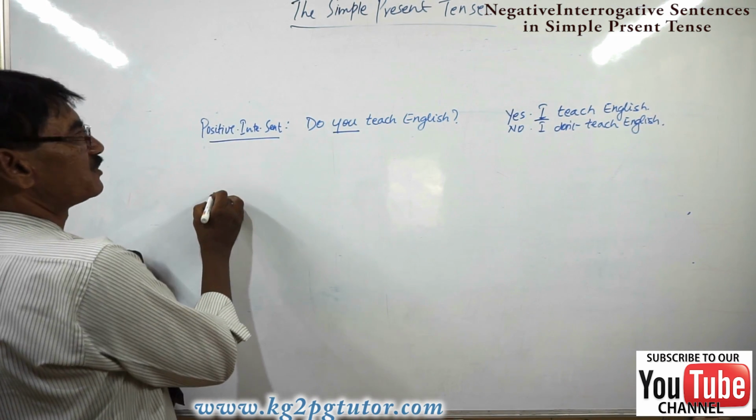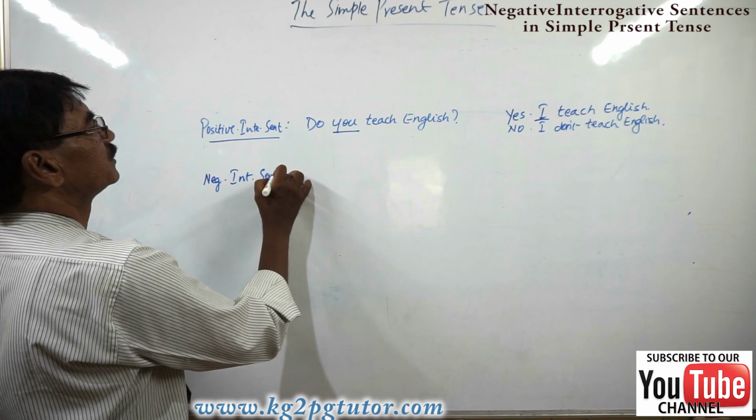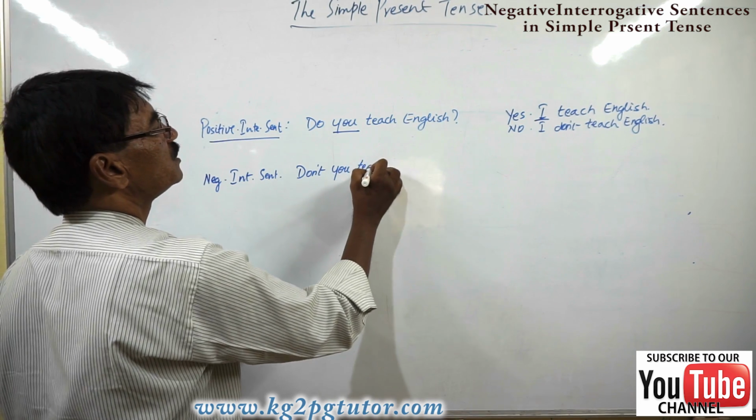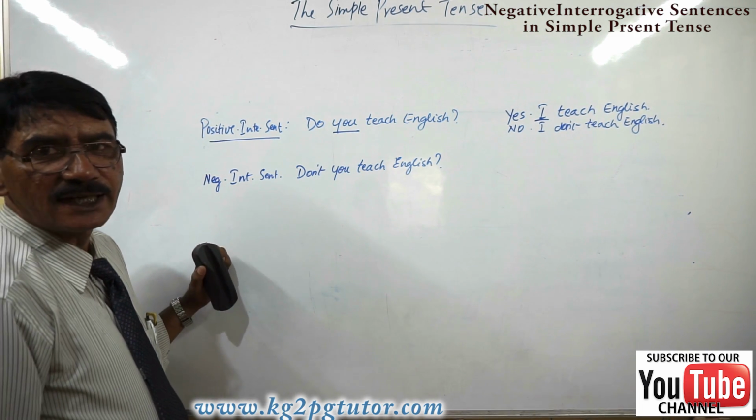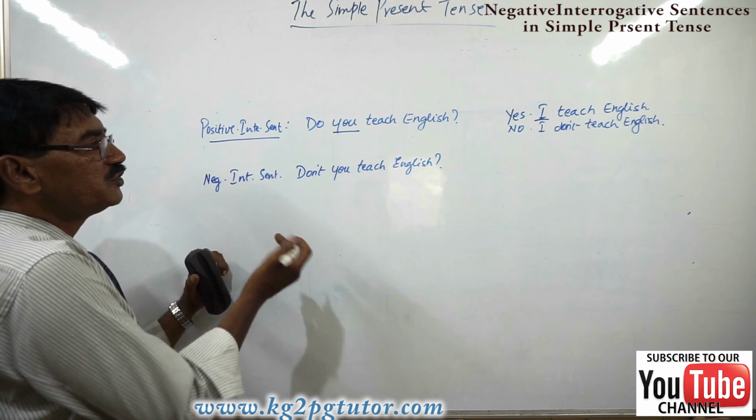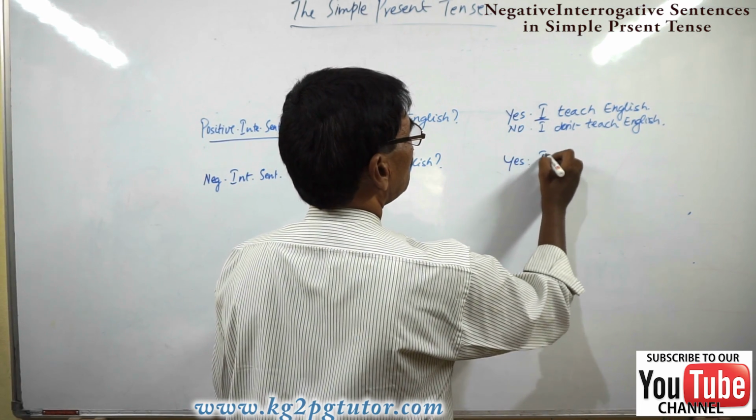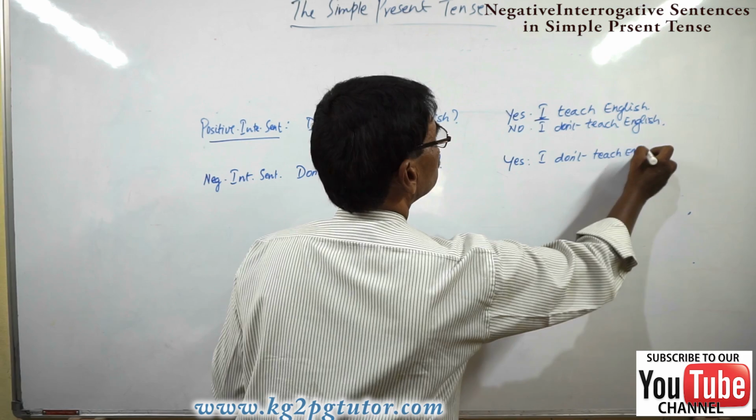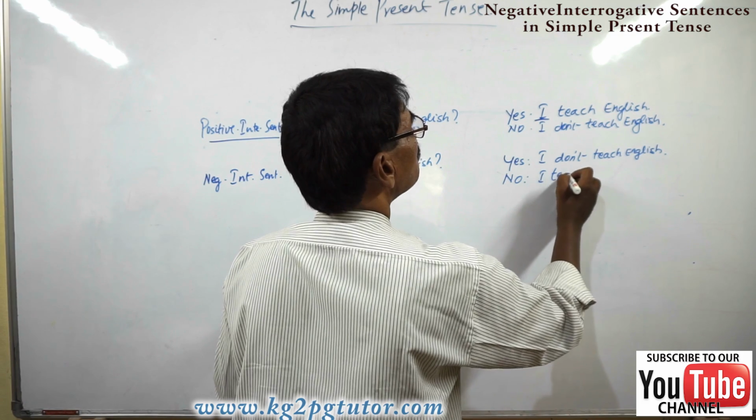Now let us take the negative interrogative sentence. What is this? Don't you teach English? Now why do we ask a negative interrogative sentence? To confirm whether it is yes or no. Okay. Don't you teach English? Here the answer will be the opposite. Yes, I don't teach English. No, I teach English.